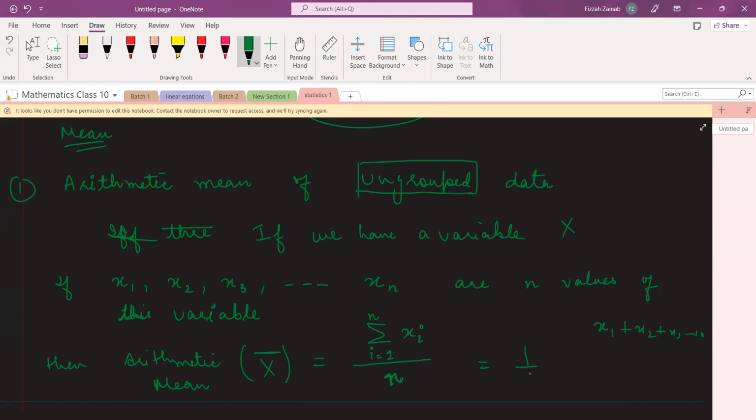This is the formula for arithmetic mean of any ungrouped data. This can also be written like this: 1 upon n, summation of xi, i equals 1 to n. It's the same thing, okay? You are just writing 1 upon n outside the summation. That's it.